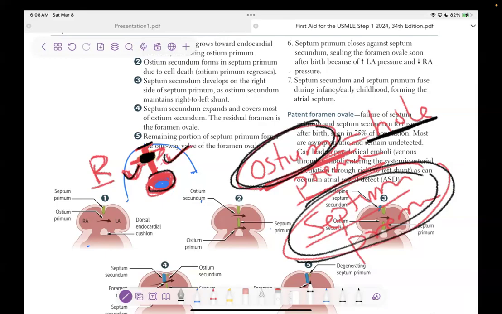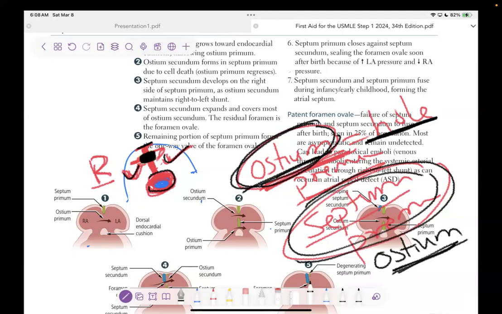So we know that whenever we say hole, it means ostium. Now that this hole is made, this is called again ostium. This is another ostium. This ostium was the primary ostium, and this is the secondary ostium. Ostium secundum means that this is the secondary ostium.